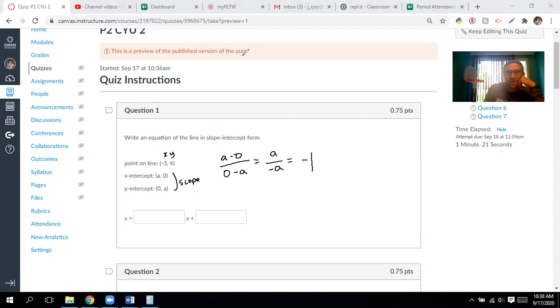Now that we know that, we can do y equals mx plus b, use our x and y here, and figure out, okay, 4 would equal, our slope is -1, x is -3. We're going to solve for b. So we get 4 equals 3 plus b, subtract 3 over, we get b is 1. So m is -1, and b is +1.